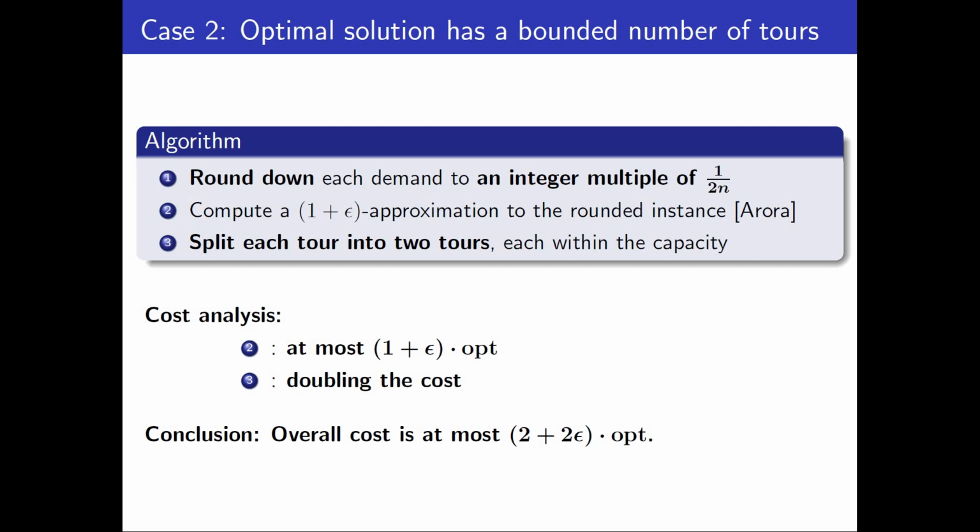Now we analyze the cost of our solution. The second step has cost at most 1 plus epsilon times the optimum cost, according to Arora. In the third step, the cost is at most doubled. So the overall cost is at most 2 plus 2 epsilon times opt.